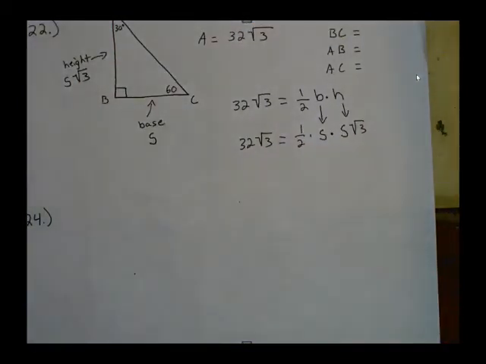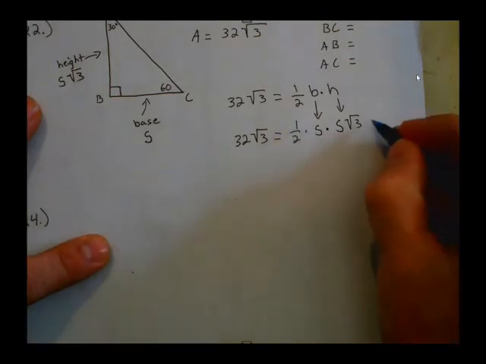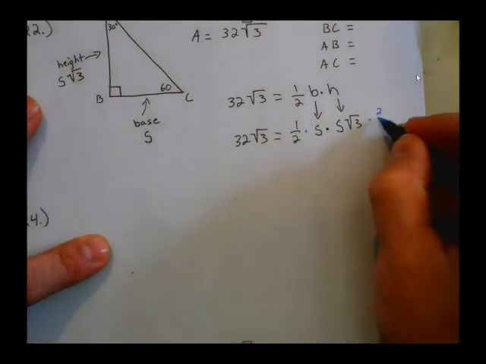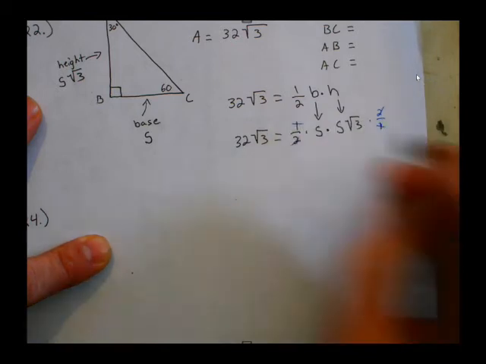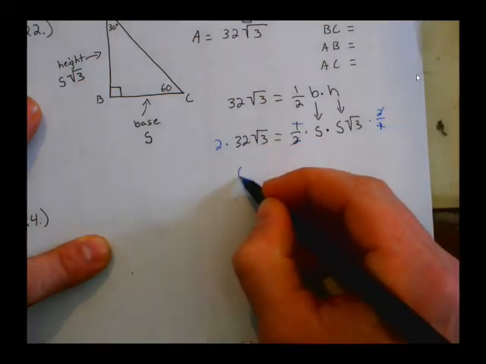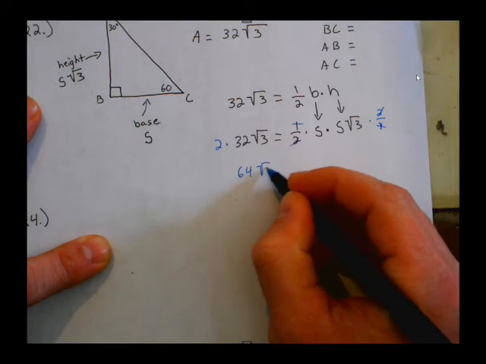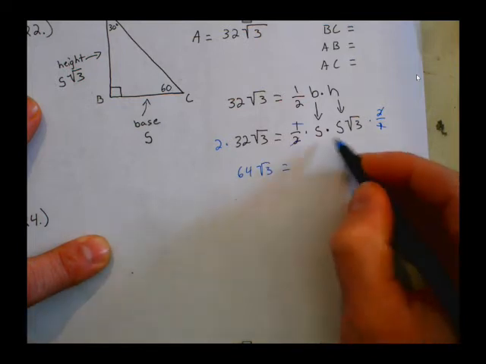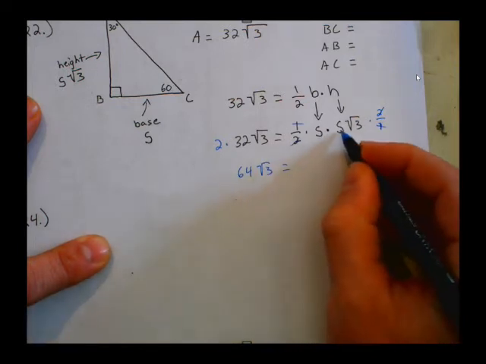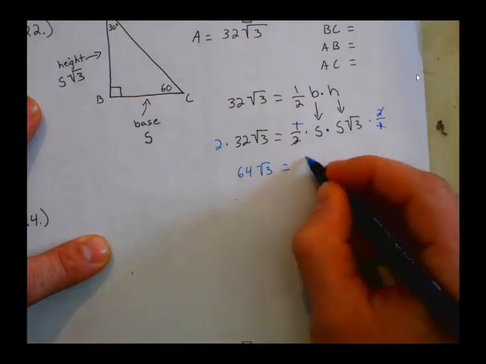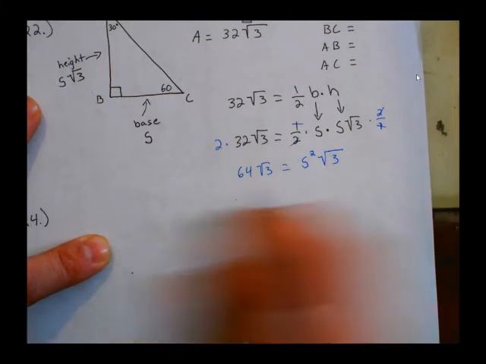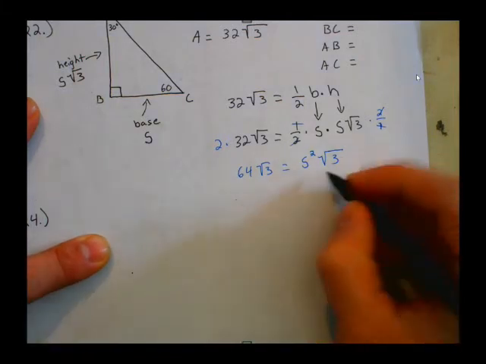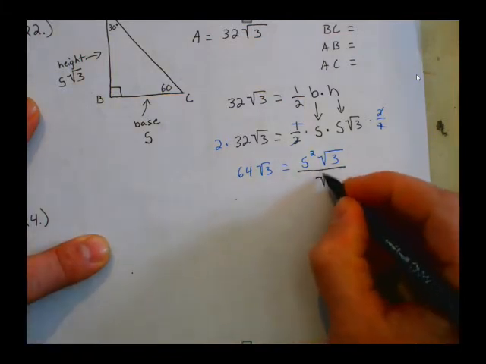So we're just going to have to solve this for S. The easiest way of doing this is to get rid of this 1/2 first, so I'm going to multiply by 2 over 1, and those cancel off. Multiply this by 2, and I get 64 root 3 is now equal to S times S root 3. So S times S is S squared times root 3. And now divide both sides by root 3.